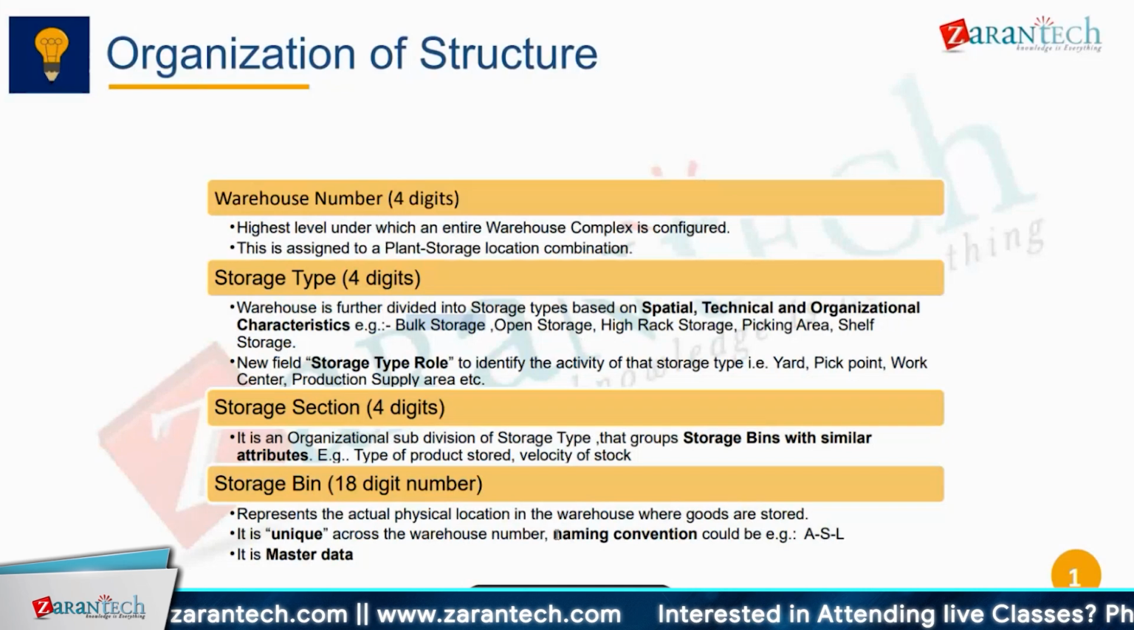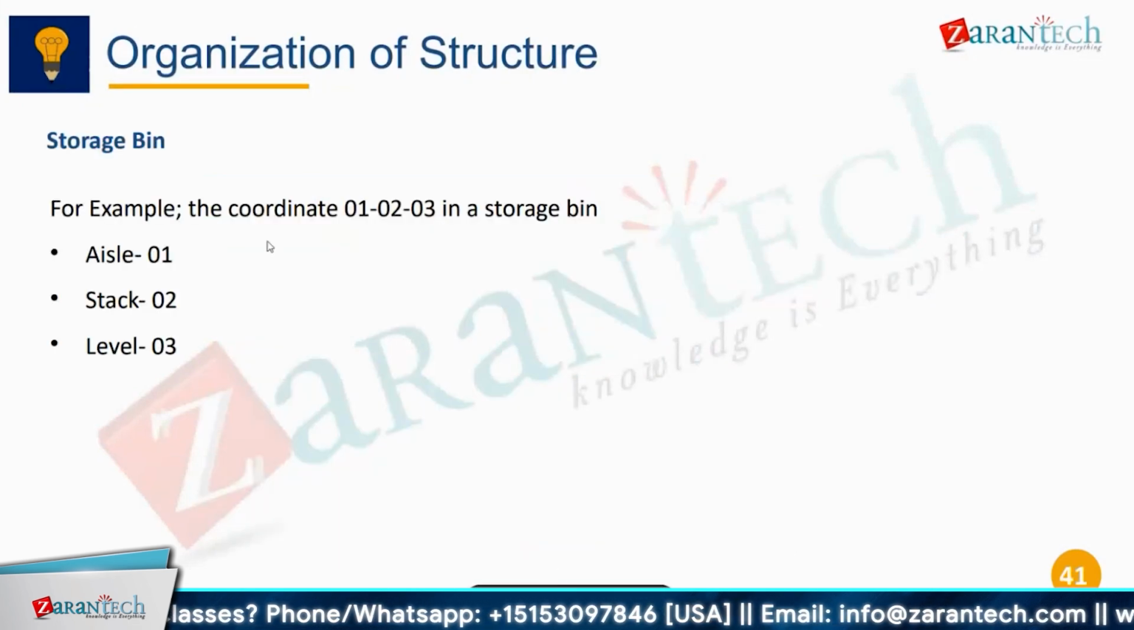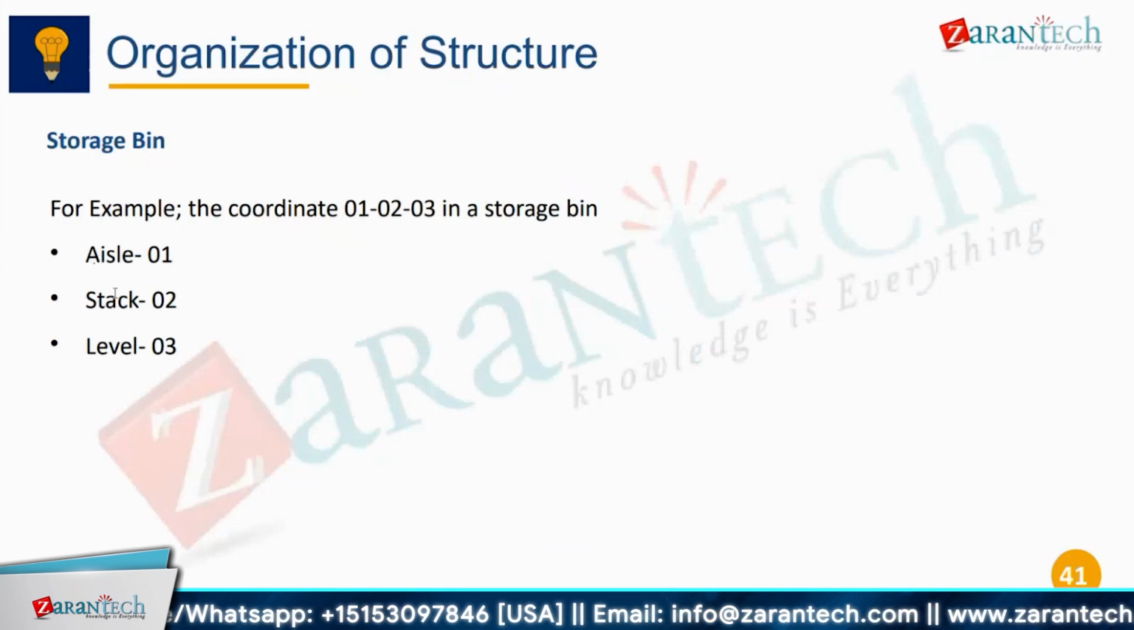So if you see this, the naming convention which is followed for a bin is ASL. So A stands for aisle, and S, let me check the exact full form of these, but it is the aisle, then it is the section, and then it is the label. I think the name is also like that only. Yeah, right. So these are the coordinates. One is the aisle, then stack, and then label.